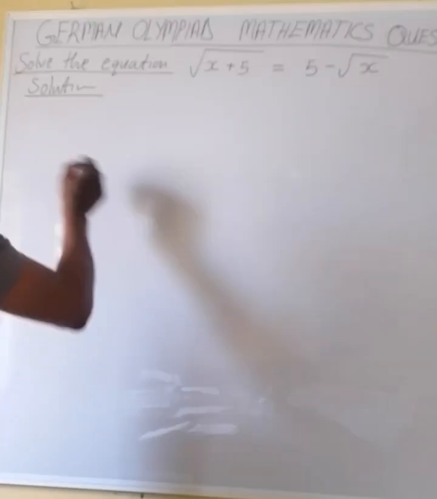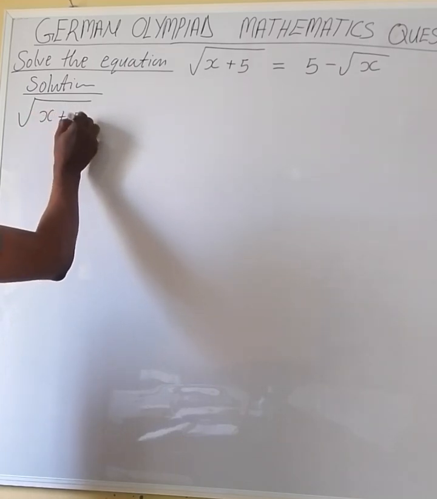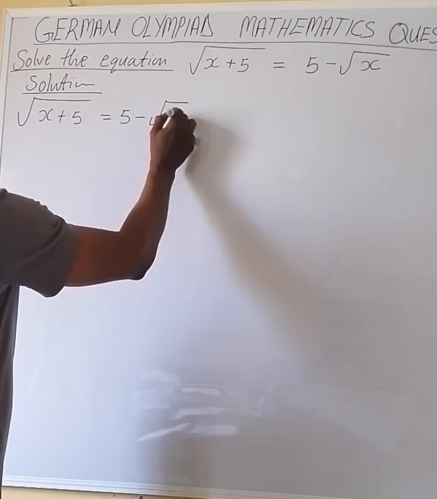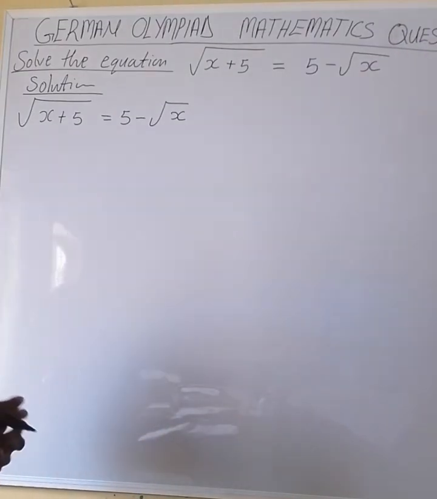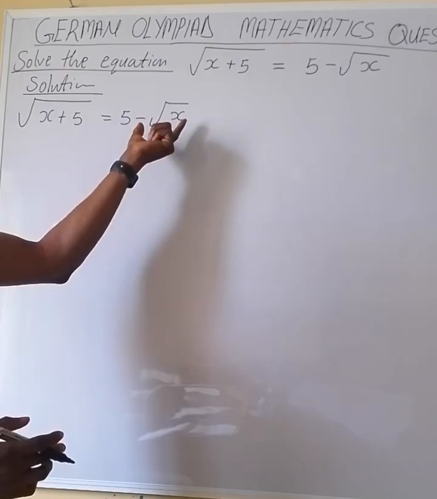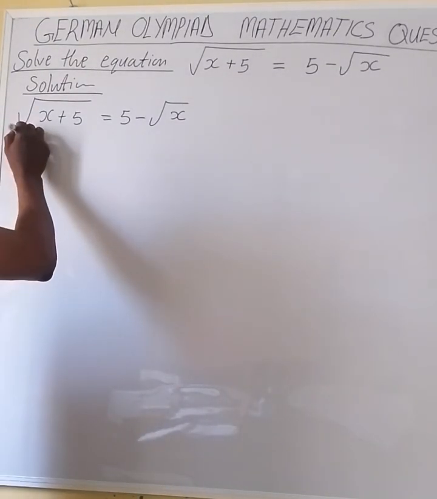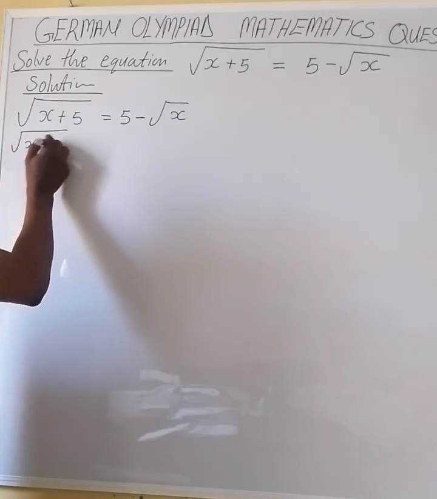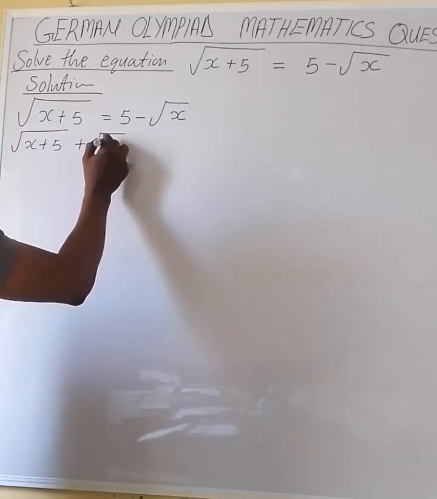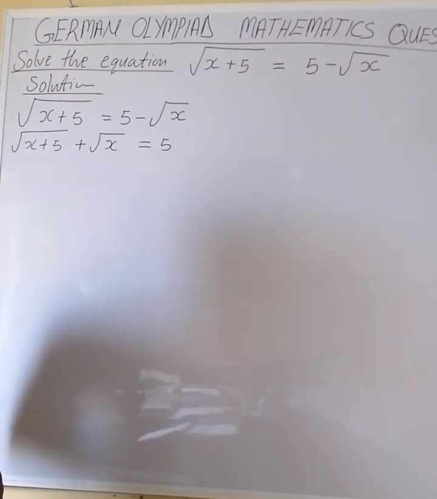As we have it, square root of x plus 5 equals 5 minus square root of x. So in this case, the first thing we are going to do is take this minus square root of x to the other side. So it will now give us square root of x plus 5, this minus will turn to plus square root of x, everything equals 5. Are we together?